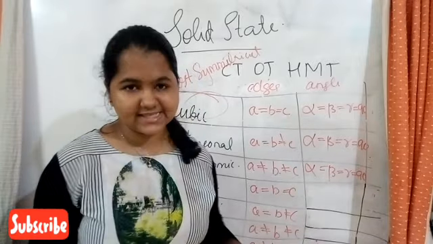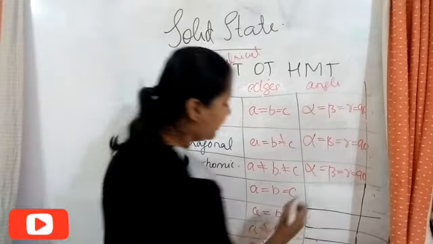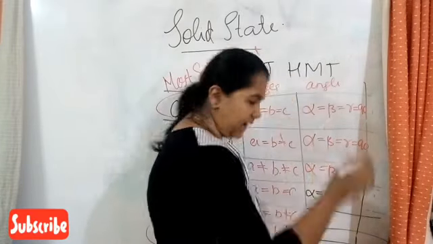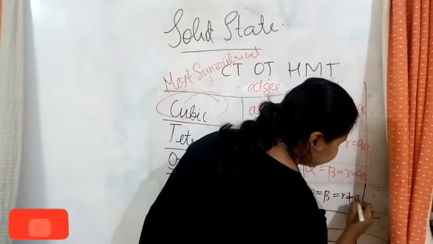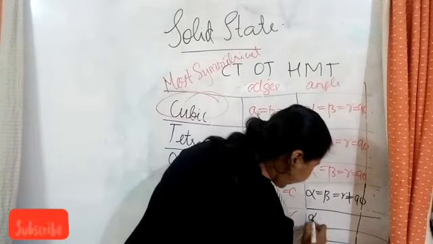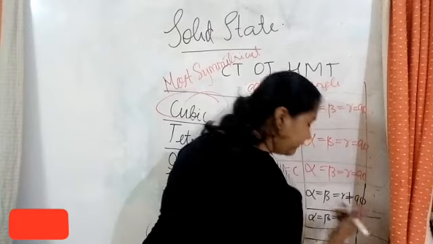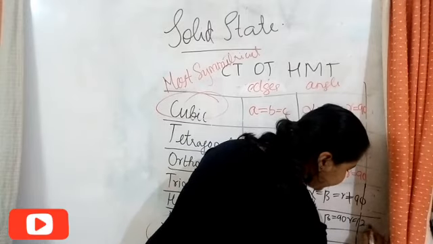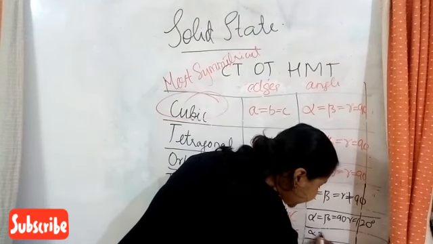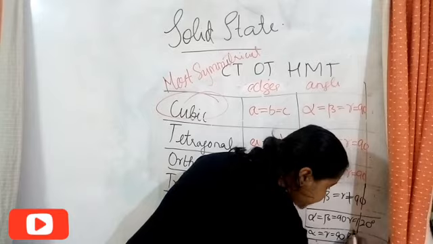Now let's discuss these special cases. Let's write this. What is over here? Alpha is equal to beta is equal to gamma is not equal to 90 degrees. And over here, what? Alpha is equal to beta is equal to 90 degrees and gamma is equal to 120 degrees. And over here, alpha is equal to gamma is equal to 90 degrees. Beta is not equal to 90 degrees.